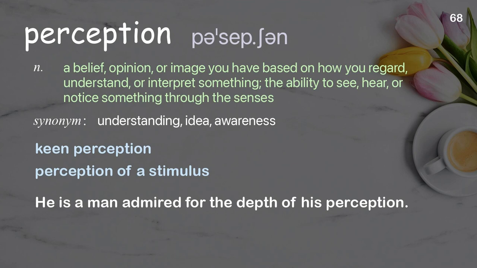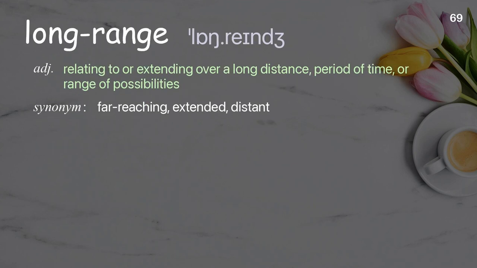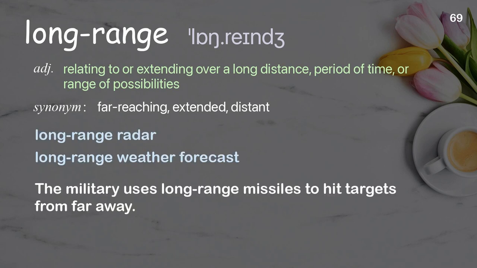Long range: relating to or extending over a long distance, period of time, or range of possibilities. Examples: long-range radar, long-range weather forecast. The military uses long-range missiles to hit targets from far away.